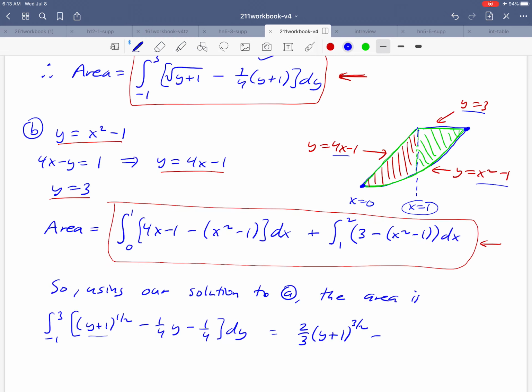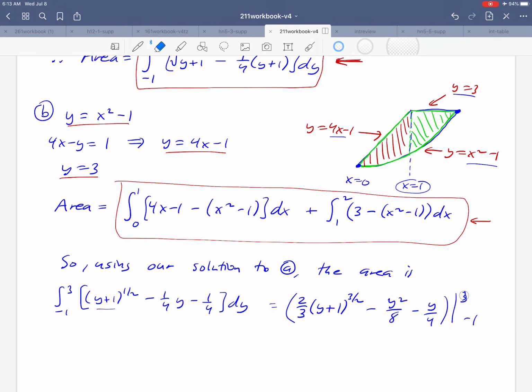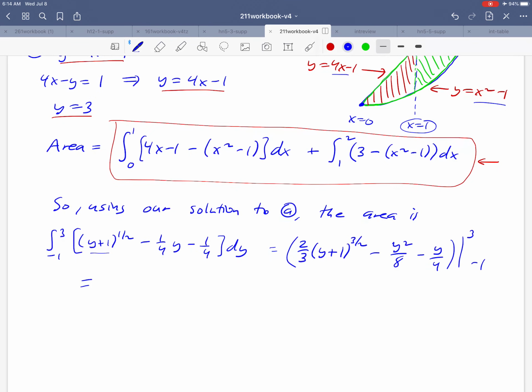Then integrate 1/4 y. The antiderivative is going to turn into y squared over 2, so we're going to get y squared over 8 for that term. And then the antiderivative of 1/4 is just going to be y over 4. We'll evaluate between our limits, 3 and -1. The rest is really just substituting in our values and seeing what we get. Upper limit, plug in 3's for all of those y's. And then lower limit, plug in -1's for all of those y's. Plugging -1 into the first term, one nice thing that happens is we get a 0 for that. Minus 1/8 plus 1/4.